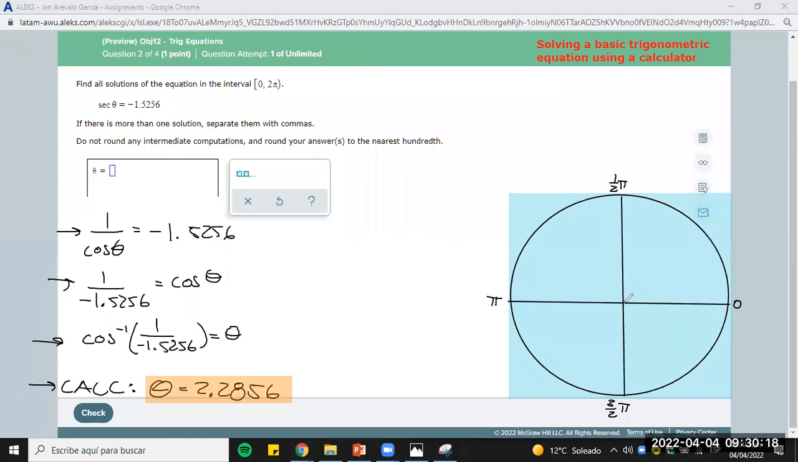Now let me illustrate that here in the unit circle. That is a little bit lower than 3.14, that is pi, right? So it is in quadrant 2. Let me make a drawing. This is the angle 2.2856.